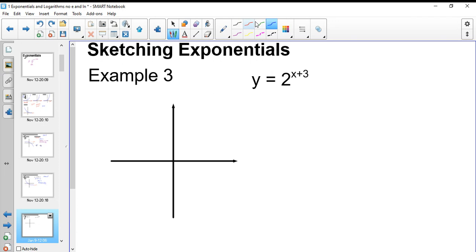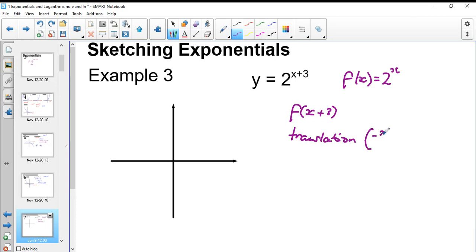Okay, this one, if we think of f of x being 2 to the x, well, the x has been replaced by an x plus 3, so this is in the form f of x plus 3. X plus 3 has gone into the function. So this is a translation minus 3, 0. It's going to move left. Now, if you think that 2 to the x looks like that, if you move it left, it's not really going to look much different. That horizontal asymptote is unaffected.